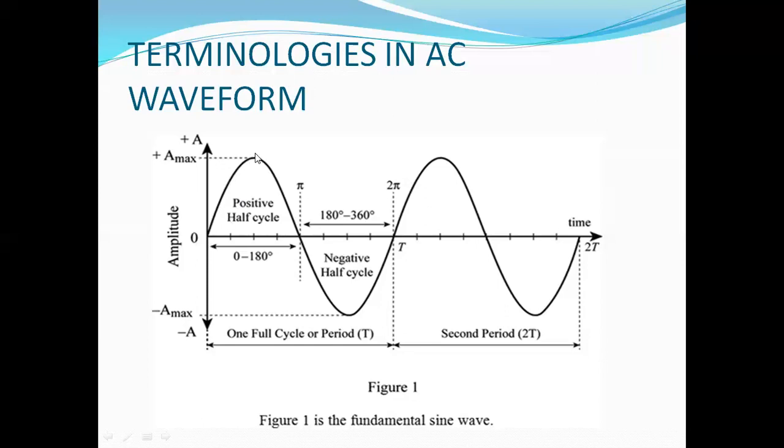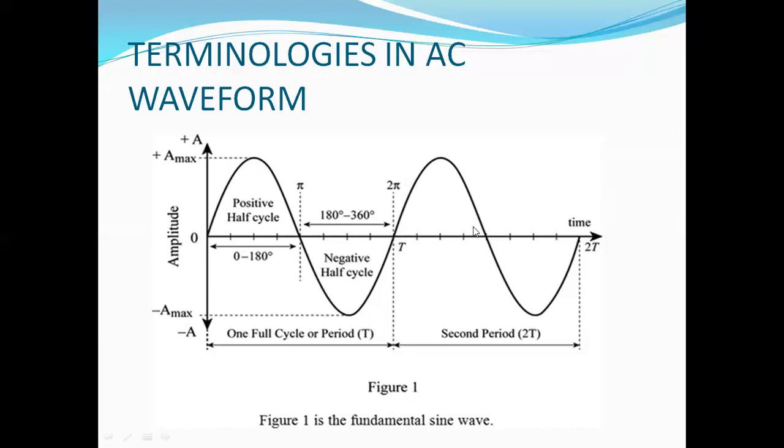The second definition related to this is a cycle. This is a complete cycle, positive half cycle and negative half cycle. Each repetition of a set of positive and negative instantaneous values of the alternating quantity is called a cycle. Such a repetition occurs at regular intervals. This set of positive and negative values is again repeated.